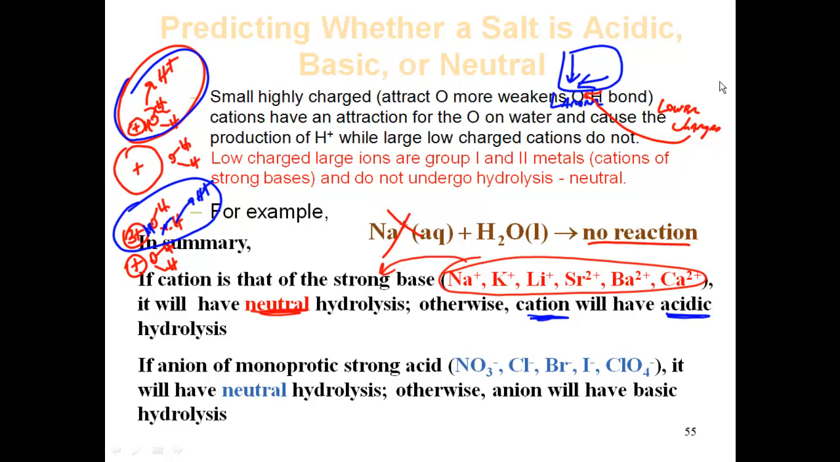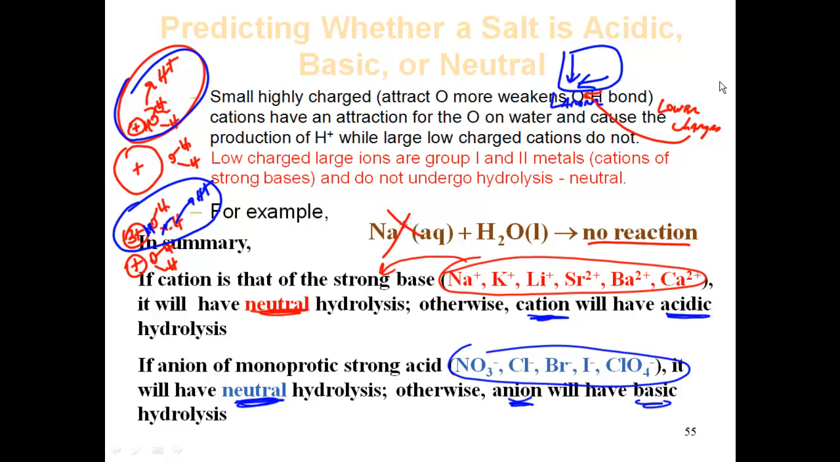If the anion is that of a monoprotic strong acid, meaning the anions of the monoprotic strong acids, nitrate, chloride, bromide, iodide, perchlorate, if it's any one of those, it's neutral. Any other anion, we've got basic hydrolysis to deal with.